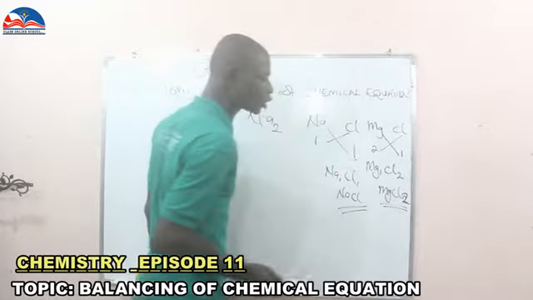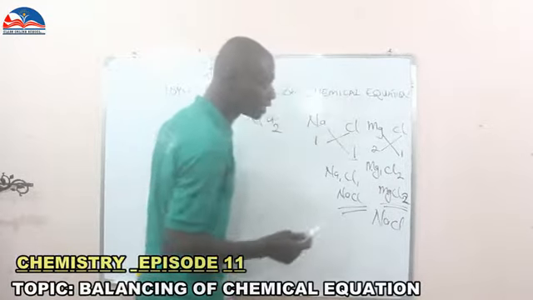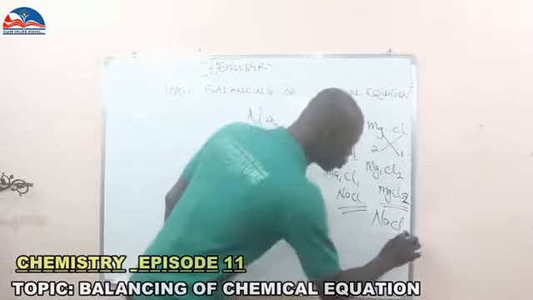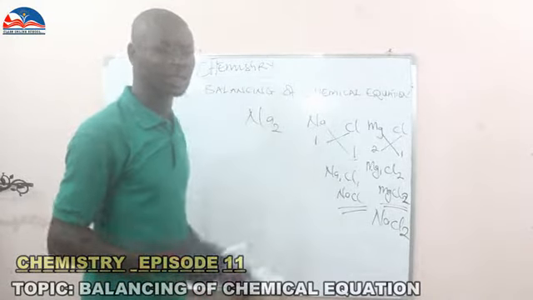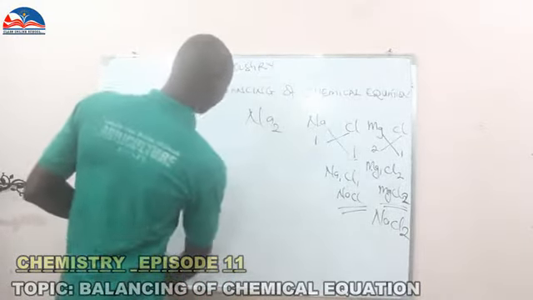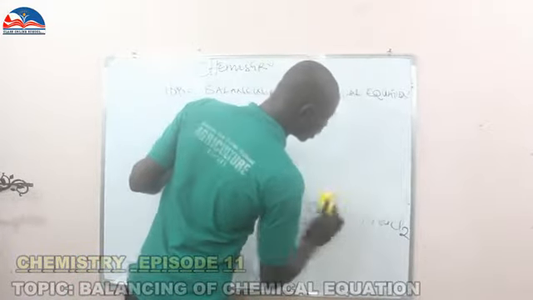Supposing that I have NaCl, which is supposed to be like this, and I want to balance the equation, I will now go and put 2 here. No, it's not wise in chemistry. Therefore, let's have some balancing of chemical equations.